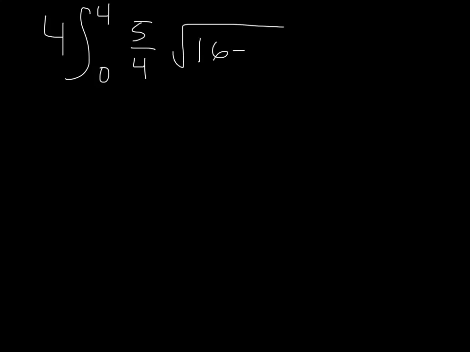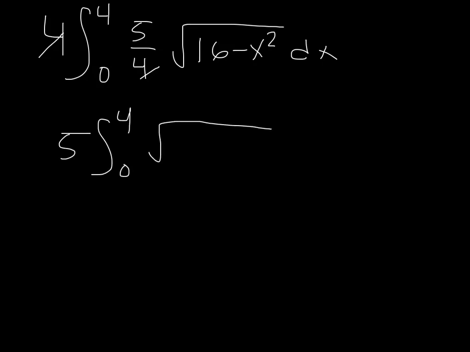So we have 4 times the integral from 0 to 4 of 5 over 4 times the square root of 16 minus x squared dx. We first cancel out the 4's, because 5 over 4 is a constant. When we have a constant, we can go ahead and pull it out. So we have 5 times the integral between 0 and 4 of the square root of 16 minus x squared dx.